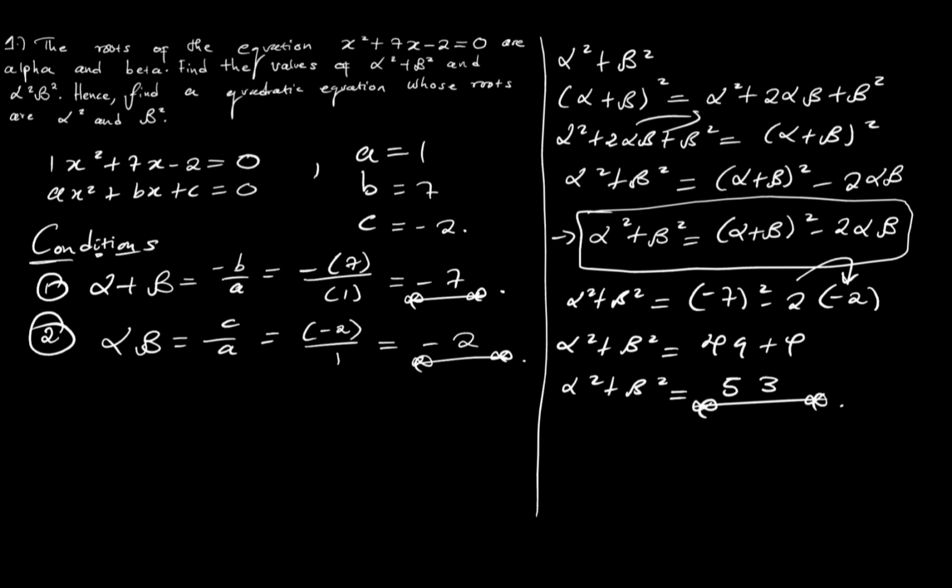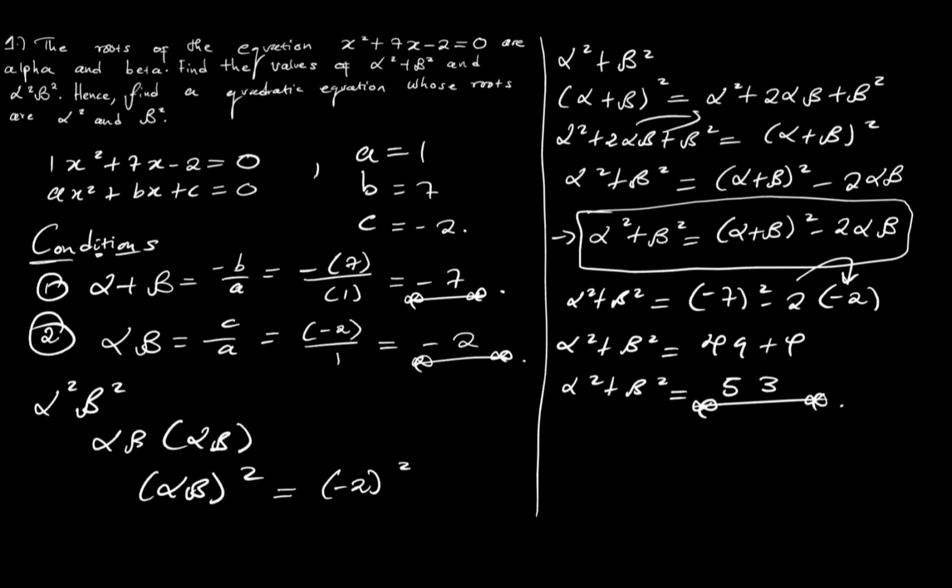Now the second part is saying find the value of alpha squared beta squared. So for this one, you can easily factorize it and write it like that, or if you want, you can just write it as alpha beta, then square it. This will give you the product of the roots, which is minus 2, then squared. So you get 4 as the value of the product of your roots.